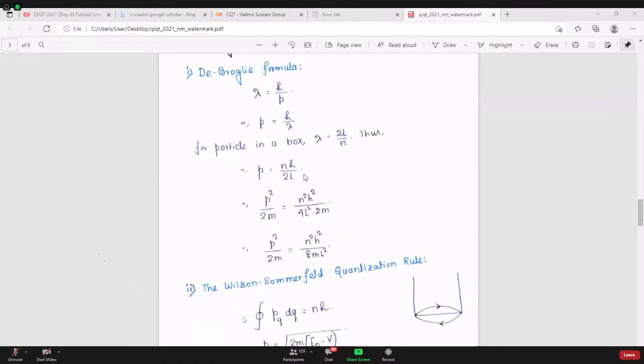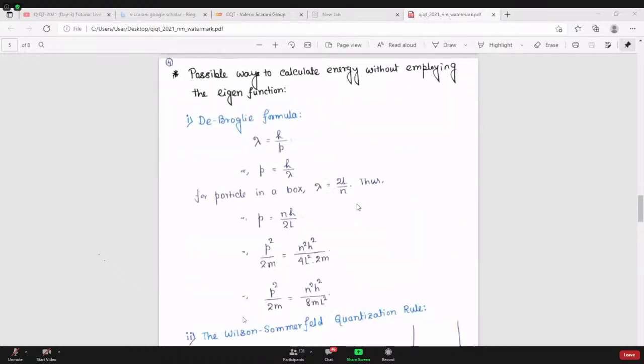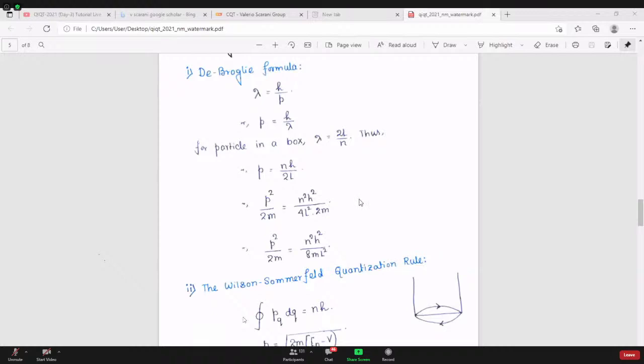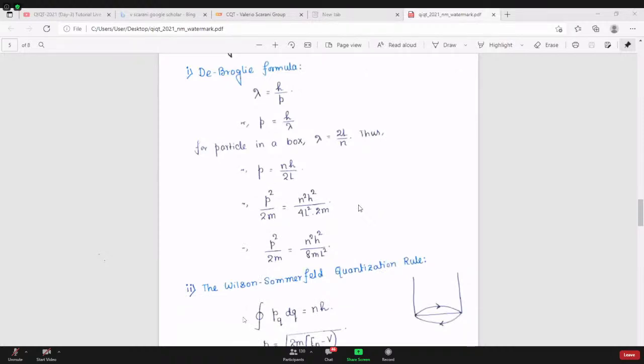If you put in the values, you can check that your P becomes nh by 2L. Now with certain adjustments, you can see that we have got the kinetic energy. And we know that in the box, the particle has only kinetic energy, no potential energy. So this is one way to calculate it. In the uncertainty principle, what you get is only the ground state energy. But here you are getting the general value of energy, that means the energy for all possible n.